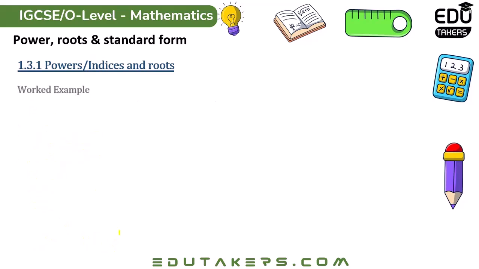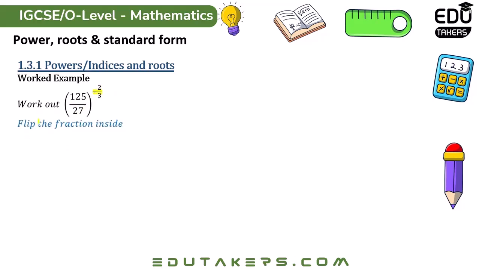Worked example. Work out 125 over 27 raised to power negative 2 over 3. First of all, flip the fraction inside. It will be 27 over 125 and this negative power will be converted into positive.